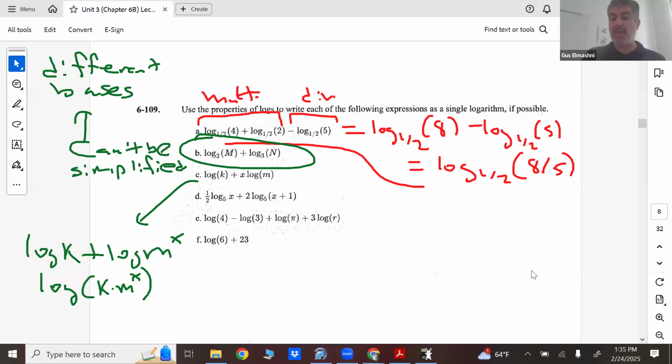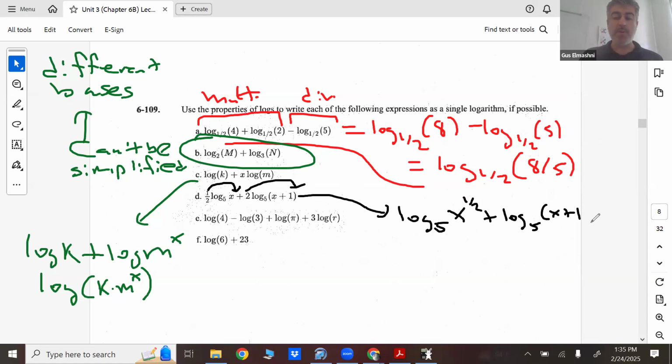Okay, let's check. Are the bases the same for part D? I remember I made a mistake earlier. They're the same, right? Now, the 1/2 can roll to the back, and the 2 can roll to the back to become this. So this is a proper reason called the power property.